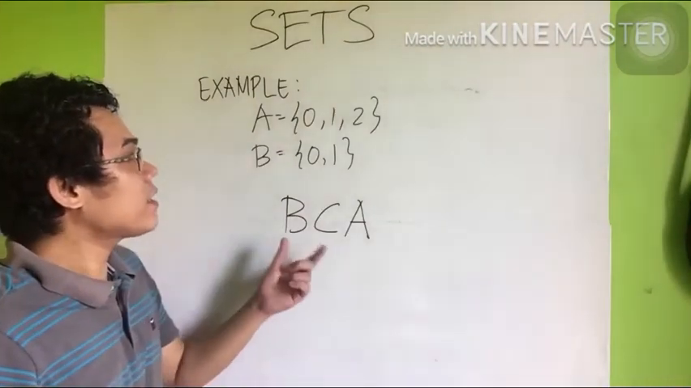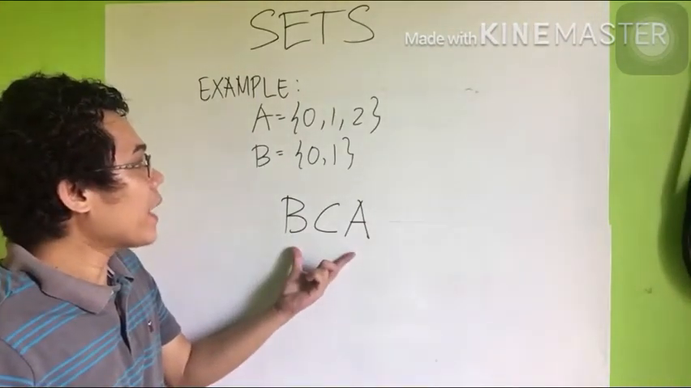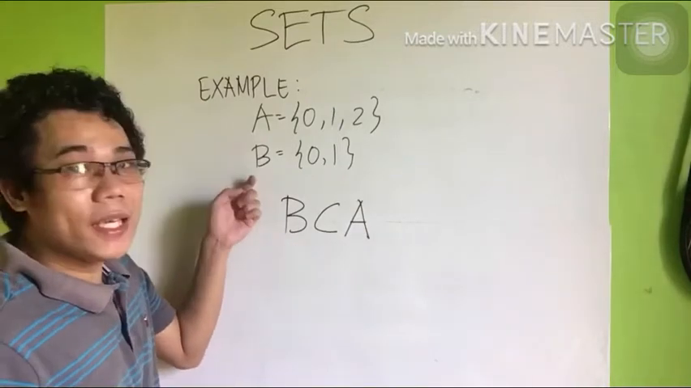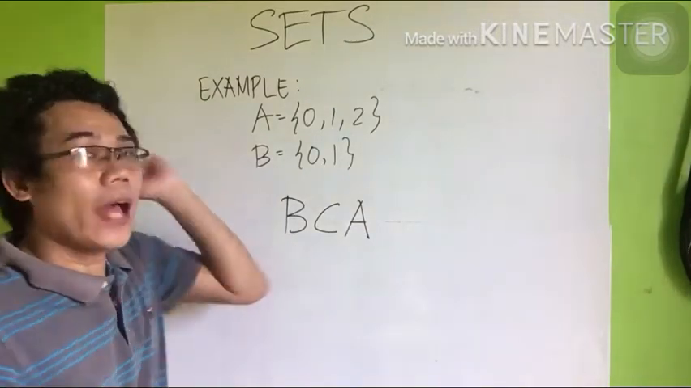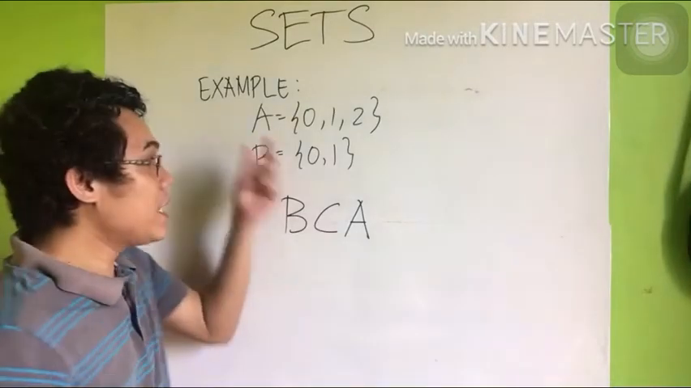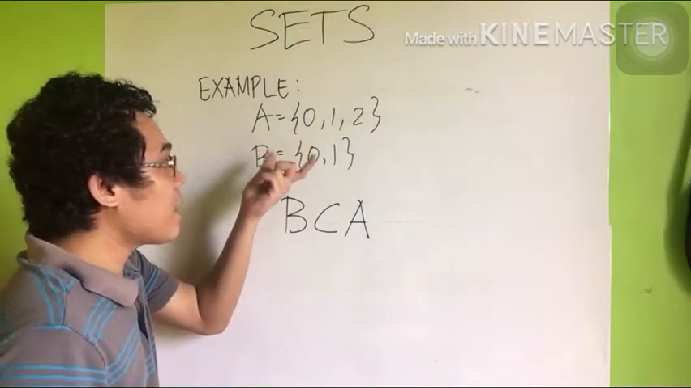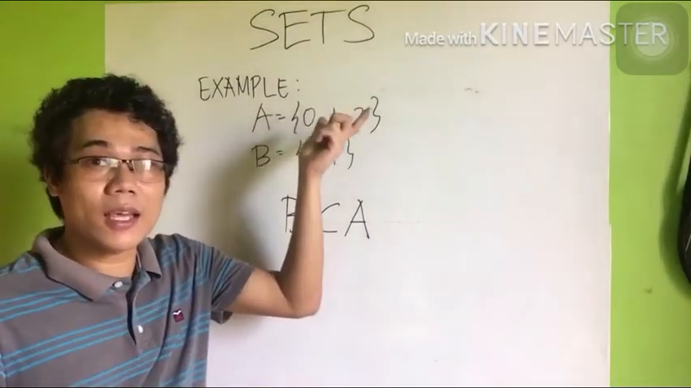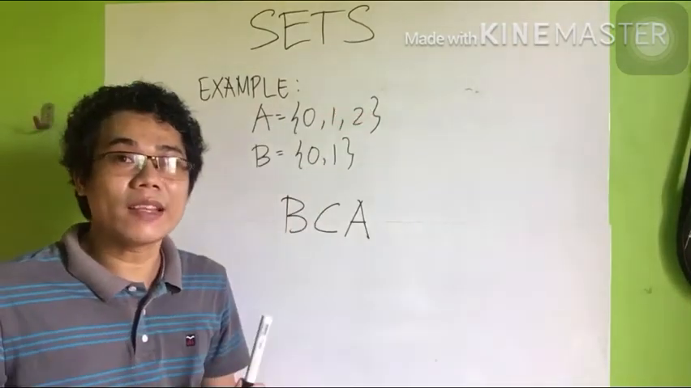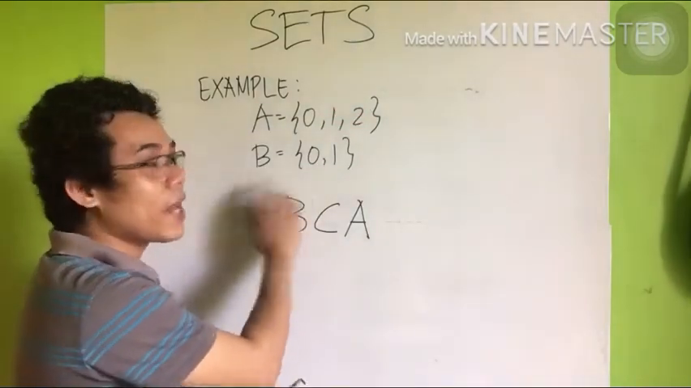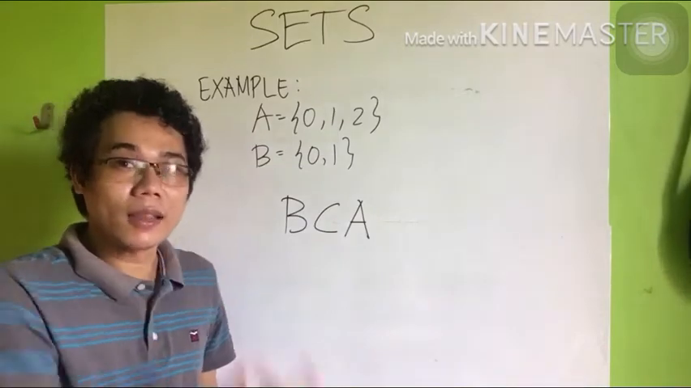Ang kailangan natin gawin is, dapat i-check natin na kung ang B, subset ba siya sa A, at pangalawa, dapat hindi magkaparehos ang elements ng B at saka A. So, naintindihan natin? In other words, hindi equal dapat ang B sa set A.